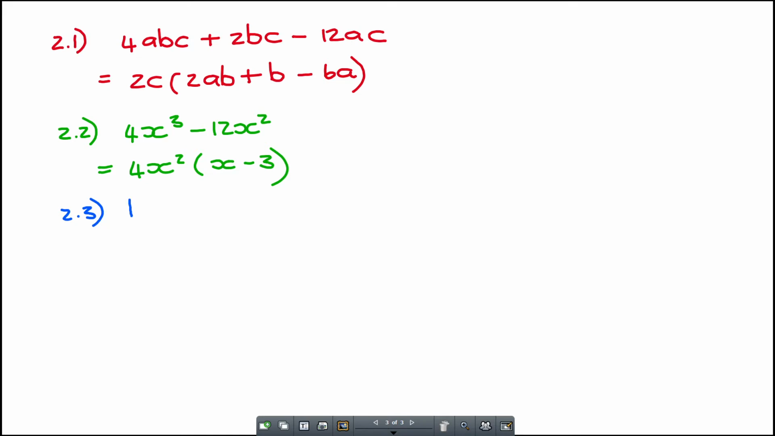Right, so b squared minus 64. There's no common factor, so obviously difference in two squares, which means I'm going to have two brackets, one with a plus, one with a minus. Square root of b squared will just be b, and square root of 64 will be 8. Any questions? Right, 2.4.